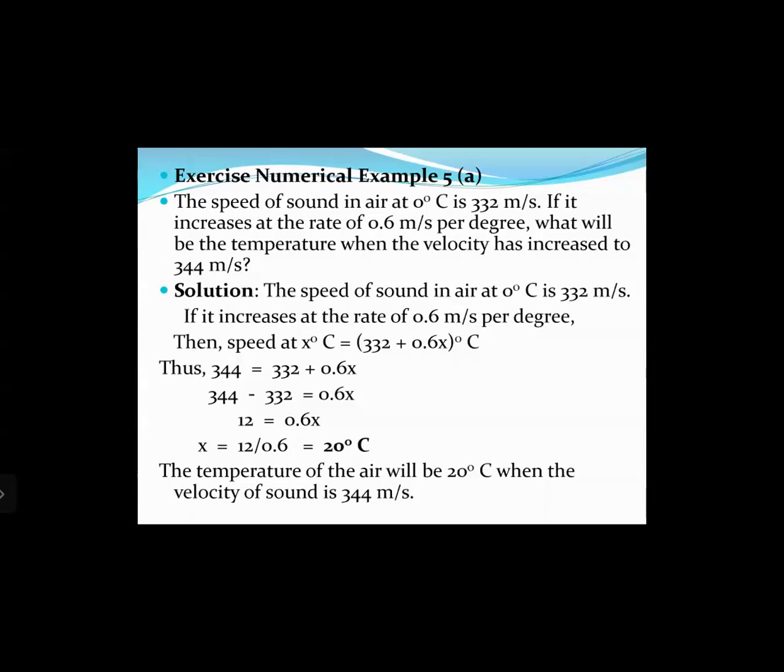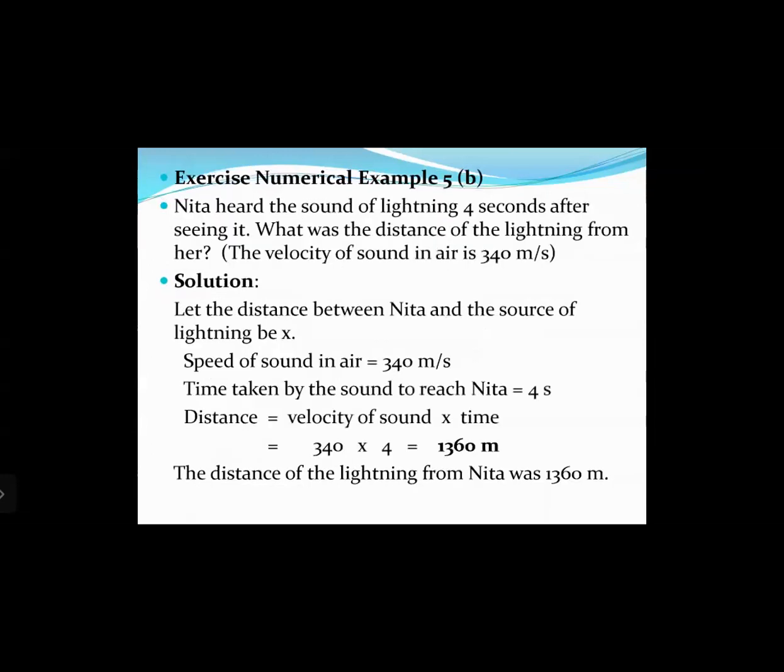So we can say 12 is 0.6x, or x is equal to 12 divided by 0.6, which comes down to 20 degrees Celsius. So thus the temperature of the air will be 20 degrees Celsius when the velocity of sound is 344 meters per second. The next numerical was, Neeta heard the sound of a lightning 4 seconds after seeing it.